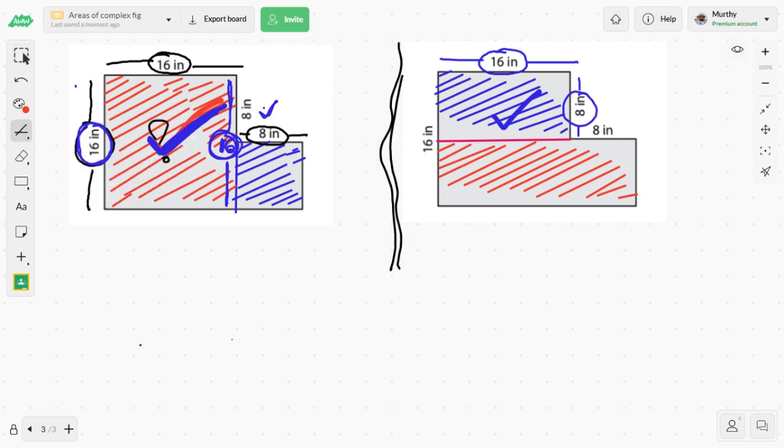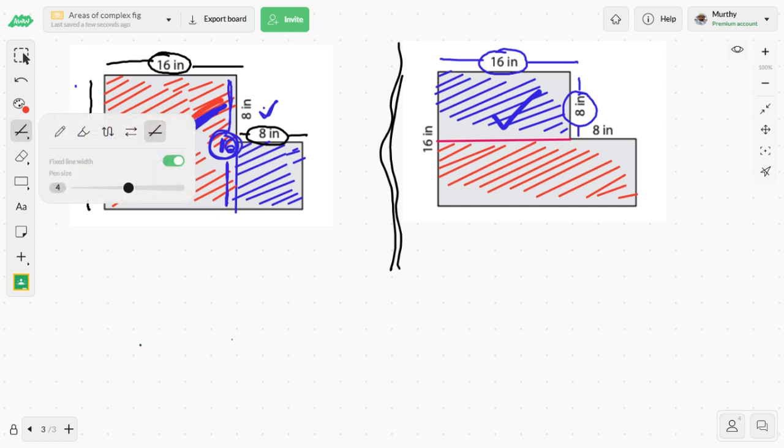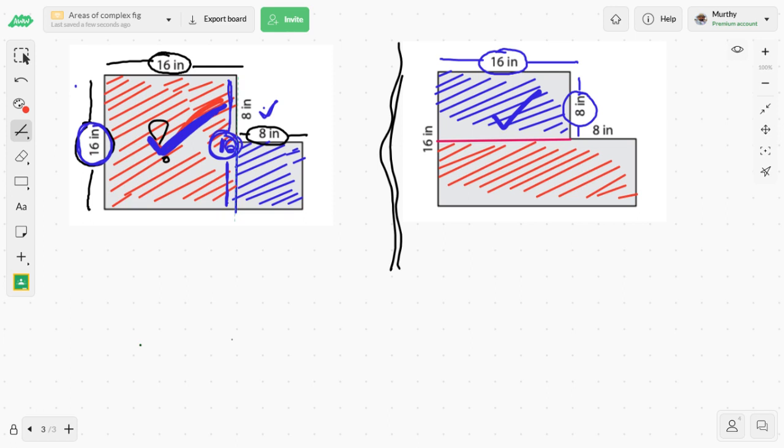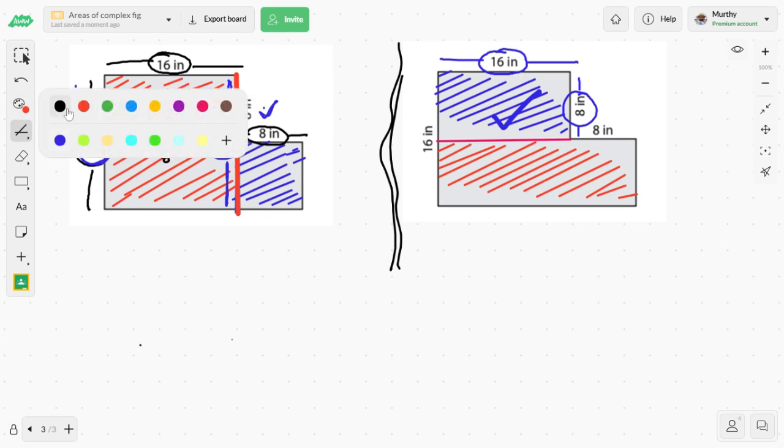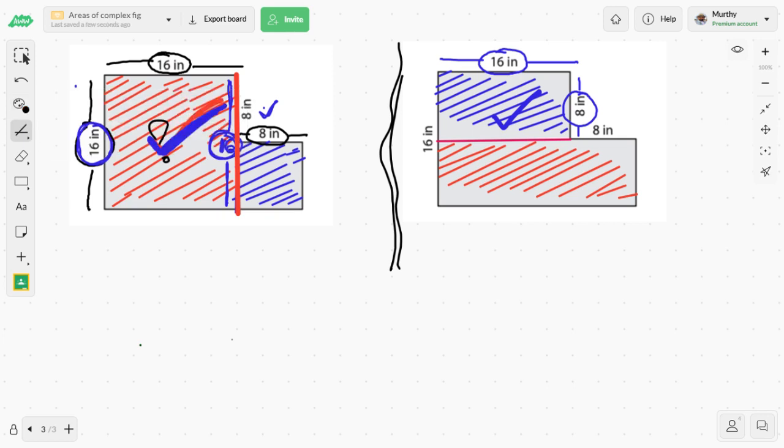Let me take it a little thicker. Okay, so I know that this is the starting and this is the ending part. This is 16 inches. Out of 16, we know that this is 8 inches.